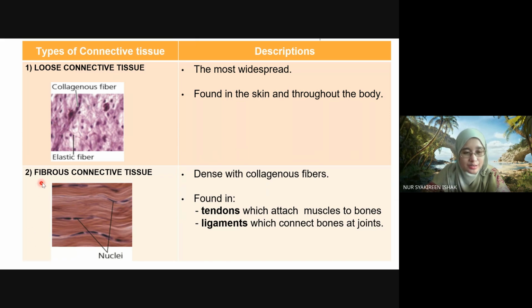And then the second one is fibrous connective tissue. It is made up of dense collagenous fibers, right? So they are found in the tendons and also ligaments. Tendons attach muscle to bones.